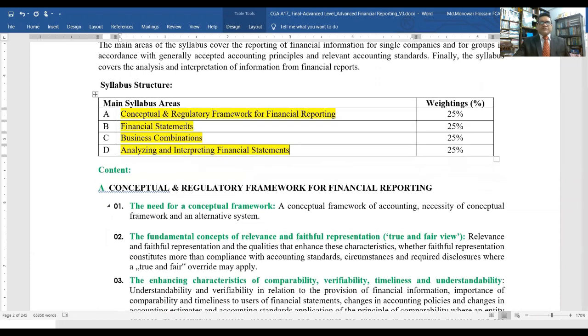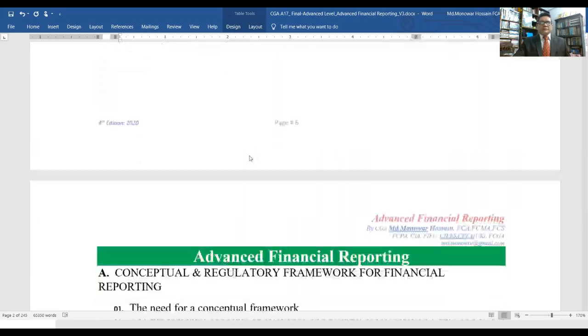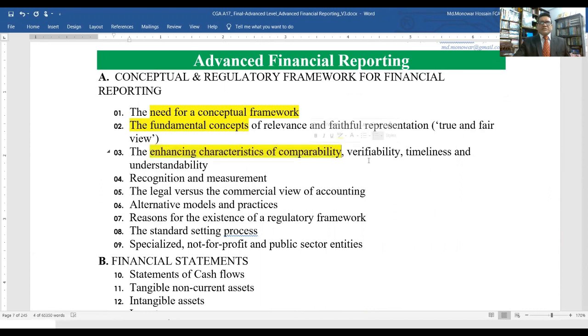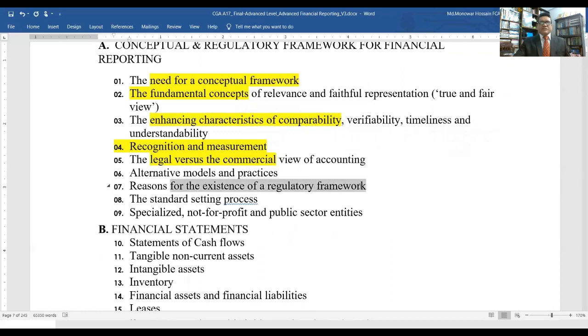In this fourth domain, we will learn the need for a conceptual framework, fundamental concepts, enhancing characteristics of comparability, verifiability, recognition and measurement, legal versus commercial view of accounting, alternative models of practices, reasons for the existence of a regulatory framework, and the standard setting process.